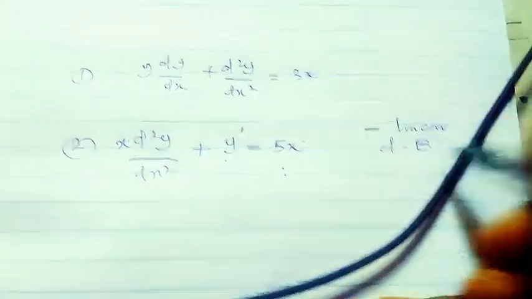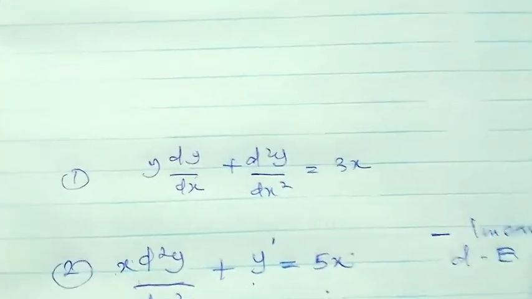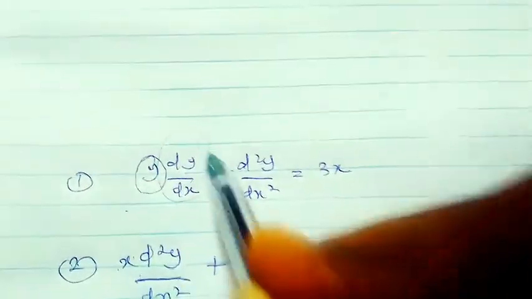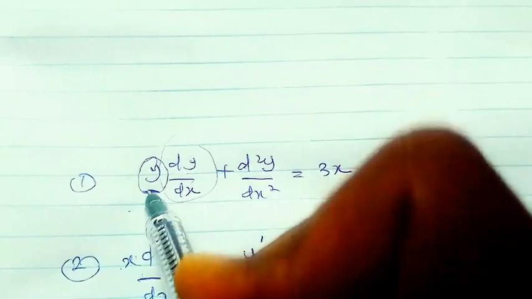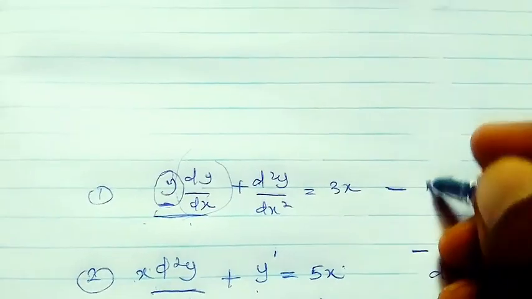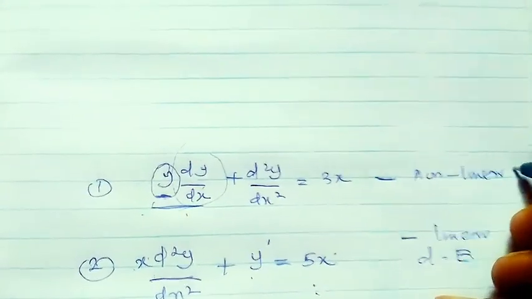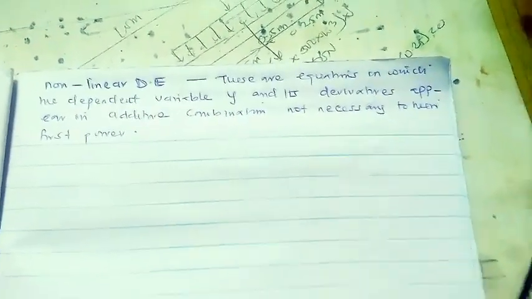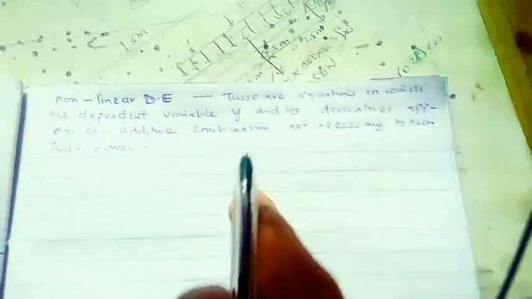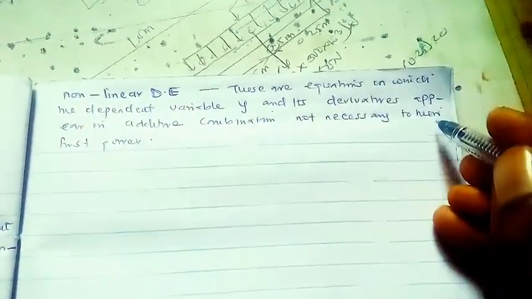So I can definitely say this is a linear differential equation. Now looking at this first equation, what is multiplying this derivative is not a function of x, it's a function of y. So this alone has already rendered this equation non-linear. These are just the two basic conditions of identifying a linear differential equation. So we can basically say a non-linear differential equation is an equation in which the dependent variable y and its derivative are not in additive combination of first power.